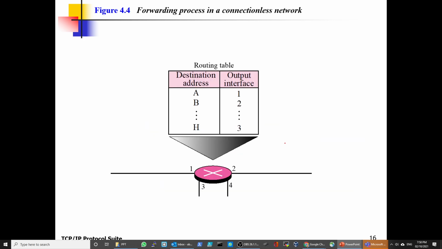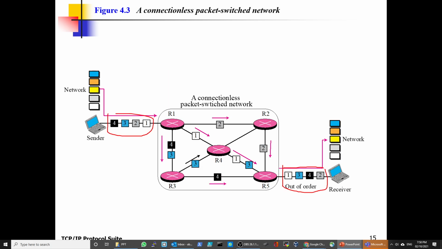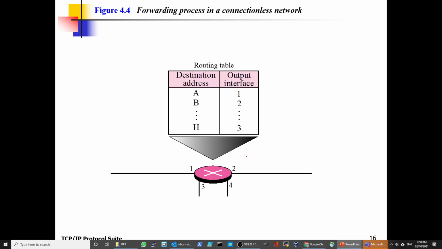So the forwarding process in a connectionless network works with a destination address and an output interface. This is the router. As you see in here, this router connects 4 networks together. The router will have a table. If the destination address is A, then use output 1. If the destination is B, then use output interface 2, and so on and so forth. This is called a routing table. How do you know? From the destination address.